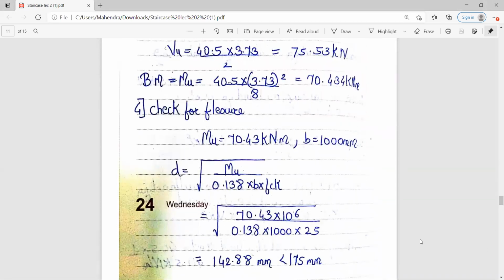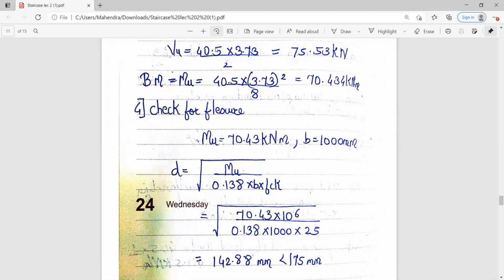So Mu, again you need to convert it in mm, Newton mm. So multiplied by 10 raised to power 6 upon 0.138 into B, that is 1000, and FCK is 25. तो आपको D की वैल्यू मिलती है 142.88 मीटर, that is less than the above D that you had calculated in the step number 1. So वहां पे आपने D की वैल्यू 175 mm कंसिडर की थी. It is less than that, so your design is safe for the fracture.